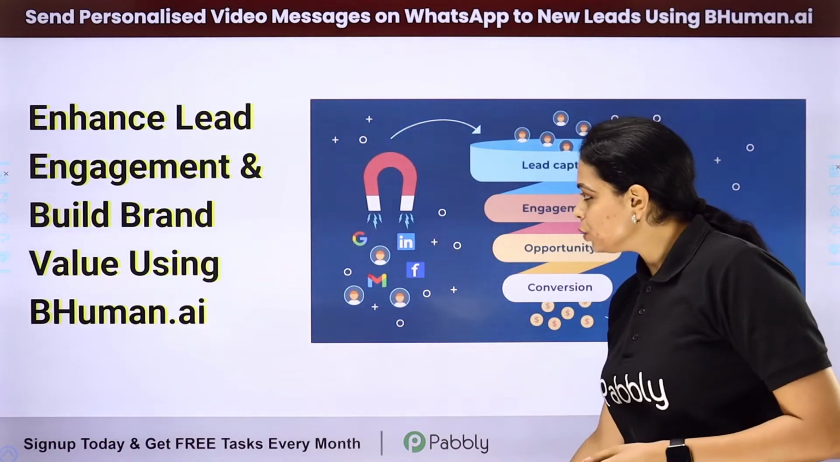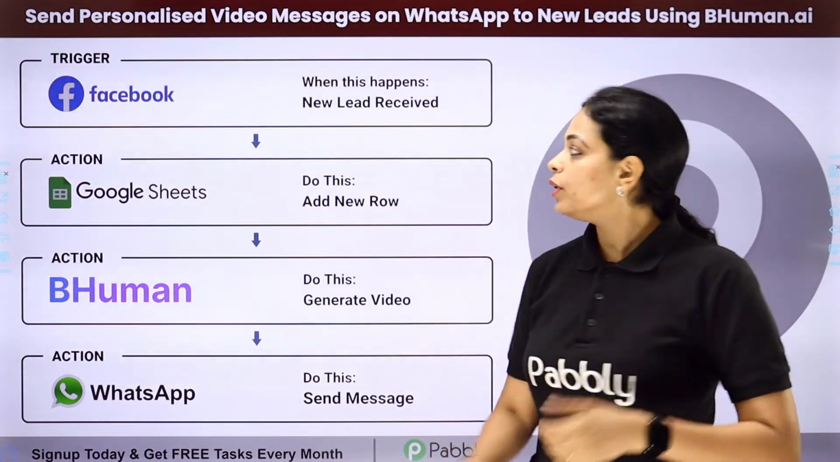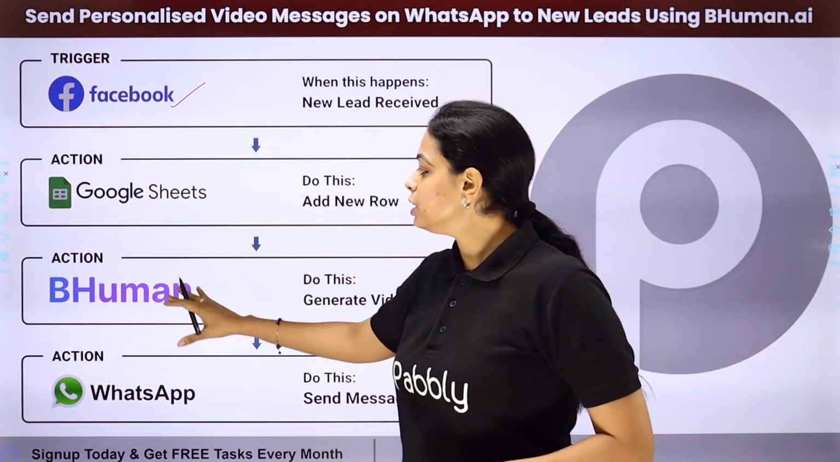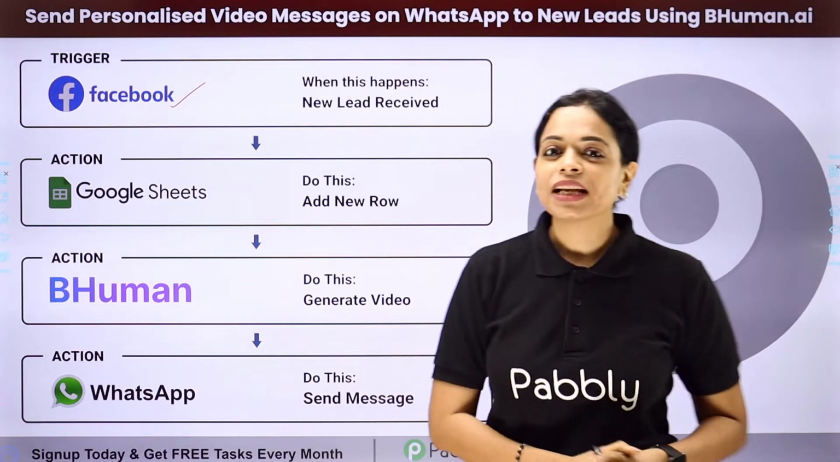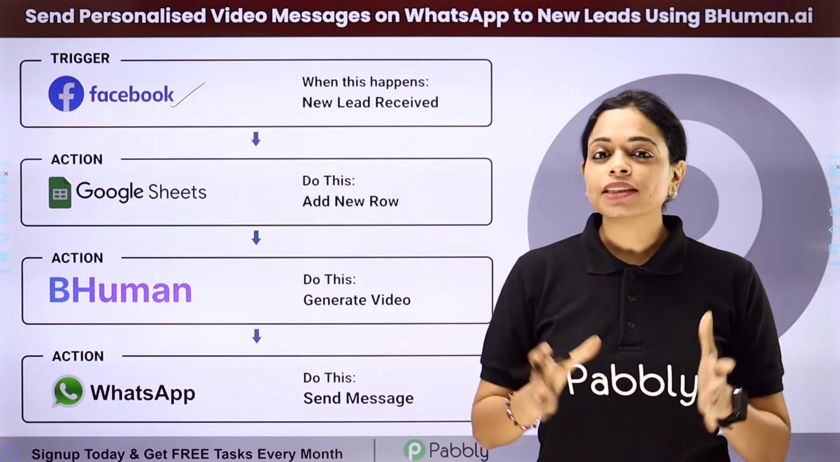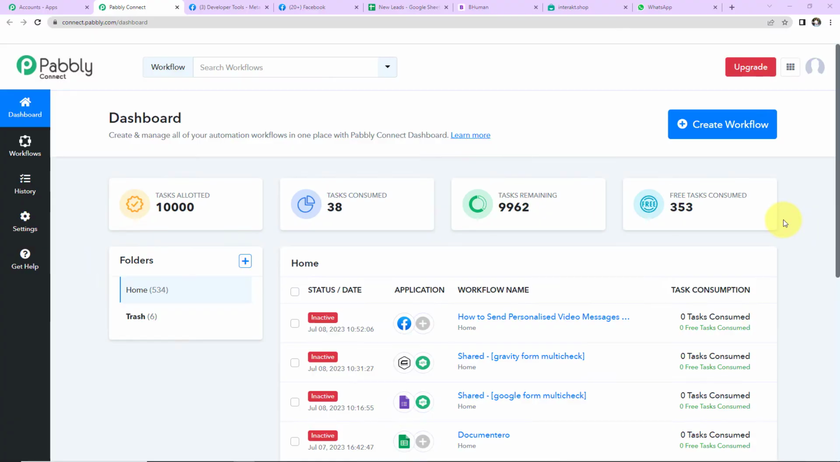Here you are going to integrate these applications using Pabbly Connect. Your trigger will be Facebook lead ads, and your action applications will be Google Sheets, BHuman and WhatsApp. Now, to understand how you can integrate and automate this entire process yourself, let me take you to my screen. This here is the dashboard of Pabbly Connect.